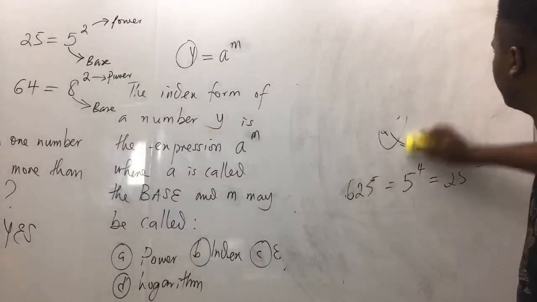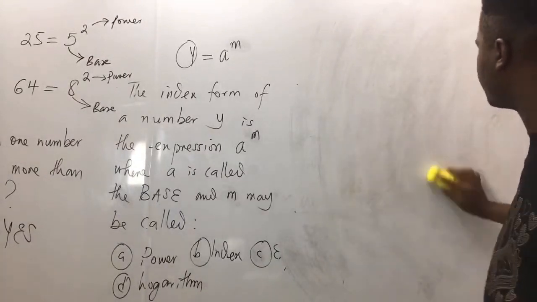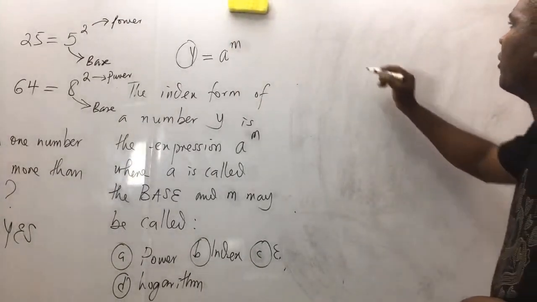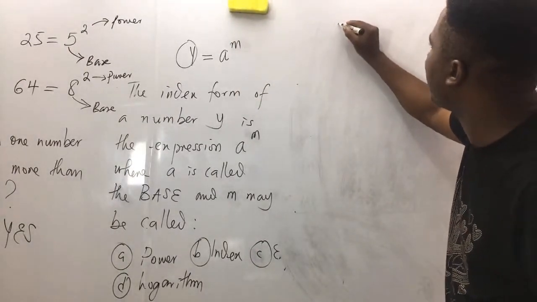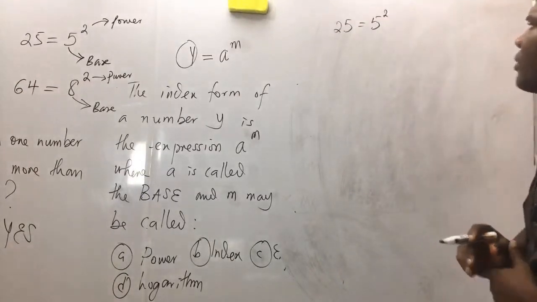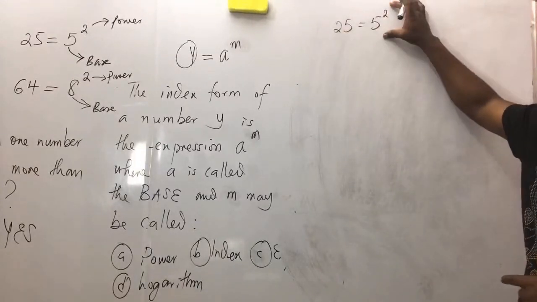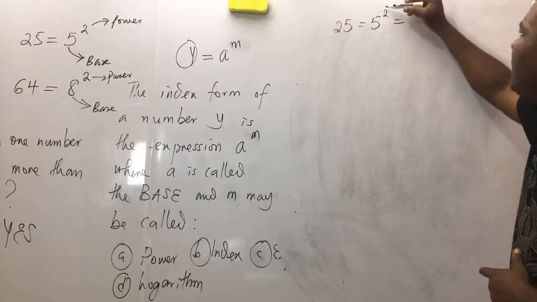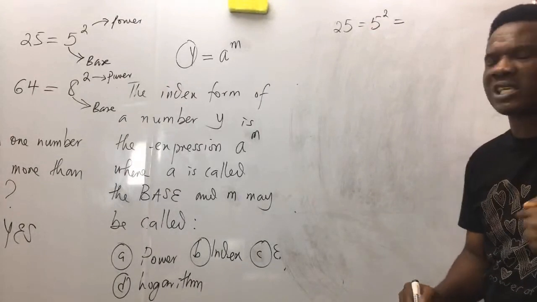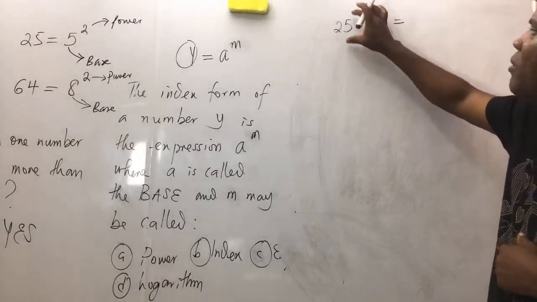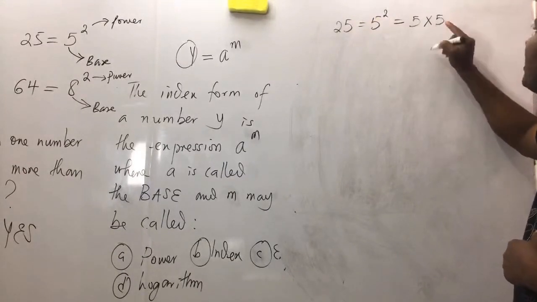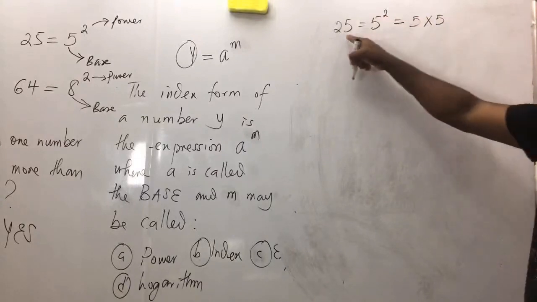Now, that being said, let us expatiate on the index form of a number. What more is there to say about the index form of a number, guys? The next thing I want to say is this. Let's look at 25 being 5 raised to the power 2. 25 expressed in index form as 5 raised to the power 2 implies that the power here tells the number of times the base will multiply itself. So if you have 5 raised to the power 2 as the index form of 25, this means that 5 would multiply itself 2 times to get 25.